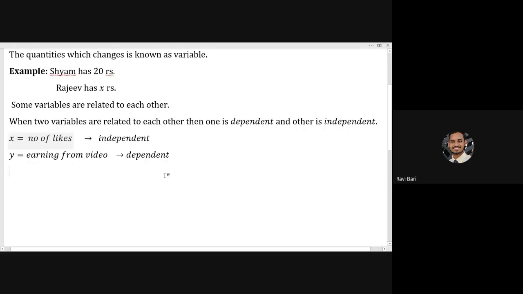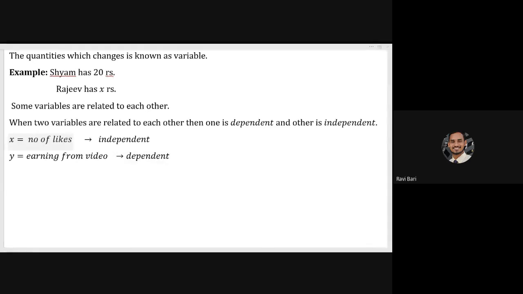Is this clear, everyone? So can you now give me an example of two variables where one depends on another variable? All of you think about examples and tell me. Just like the example I made, number of likes and number of earnings from the videos. What else can you make?